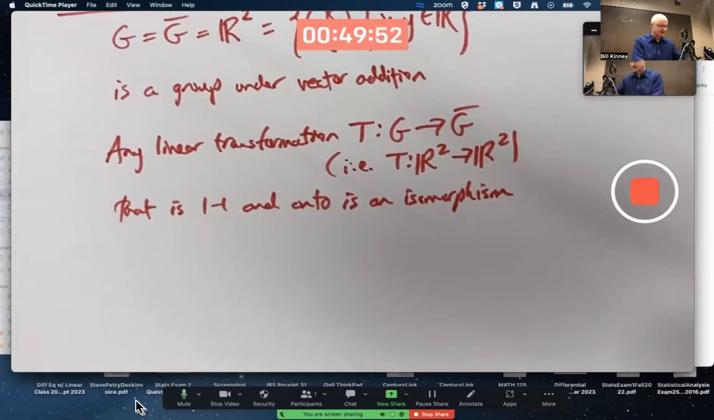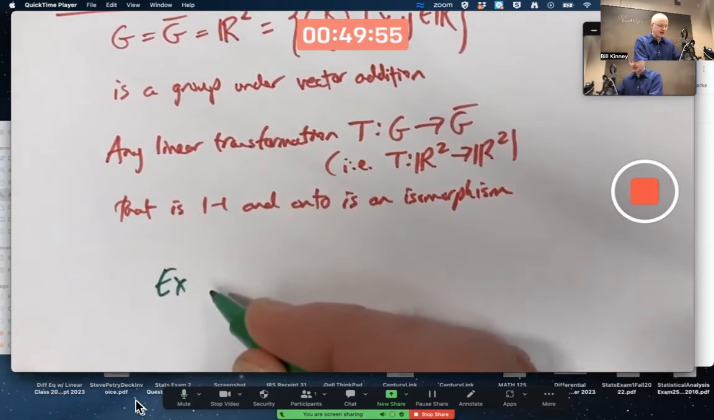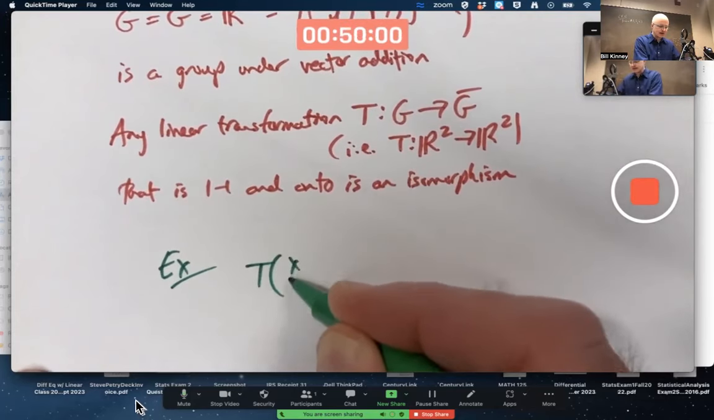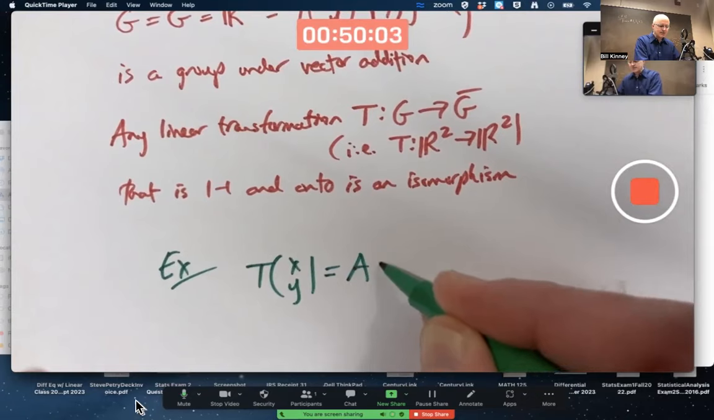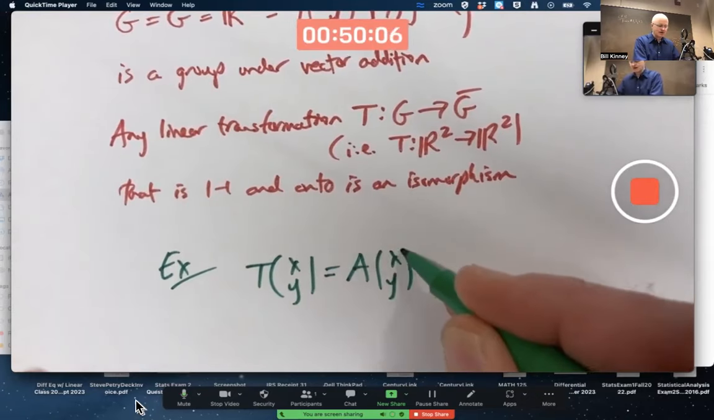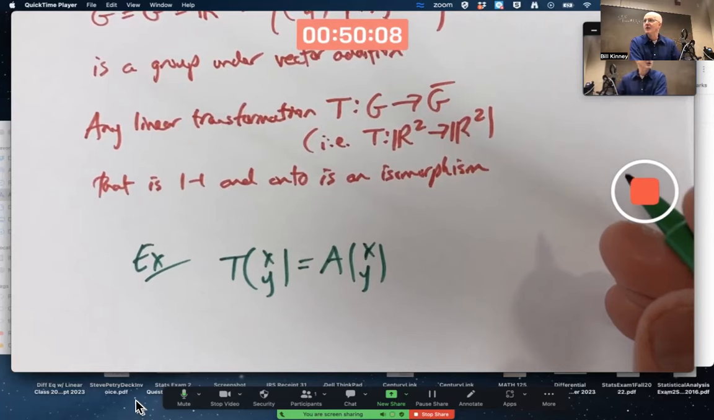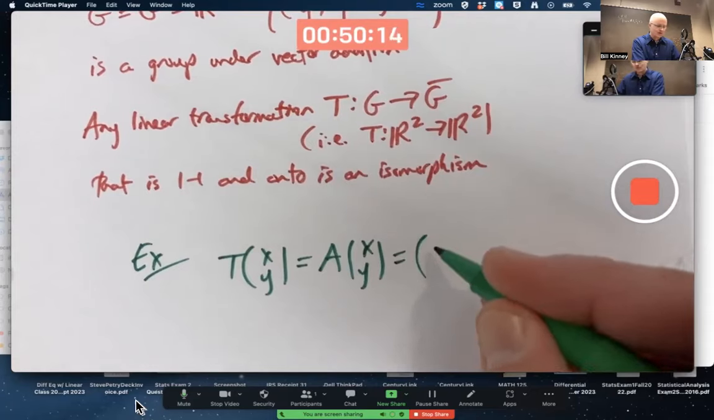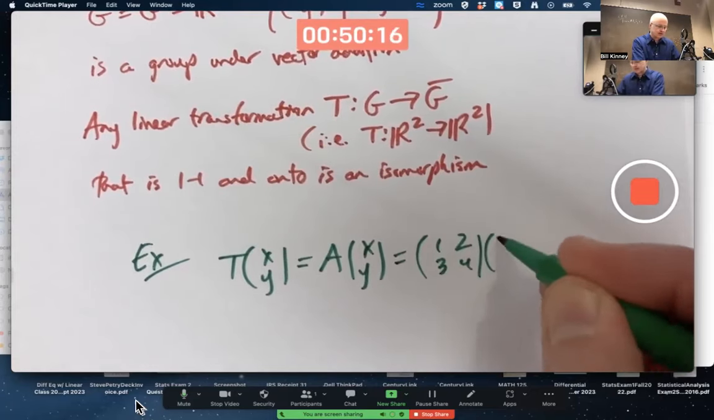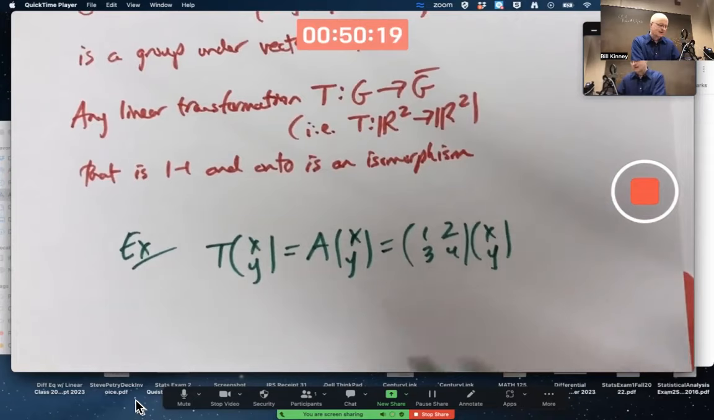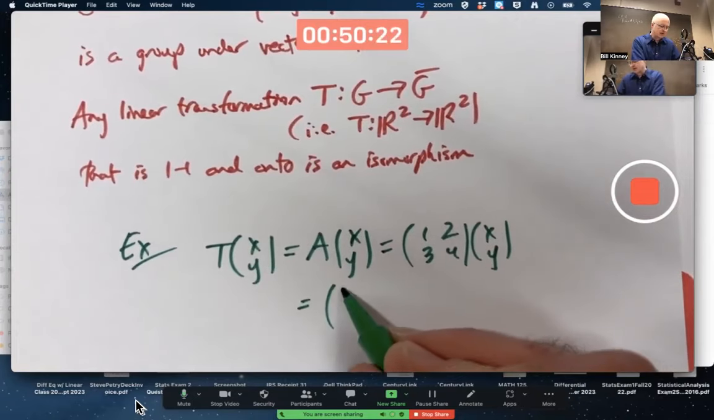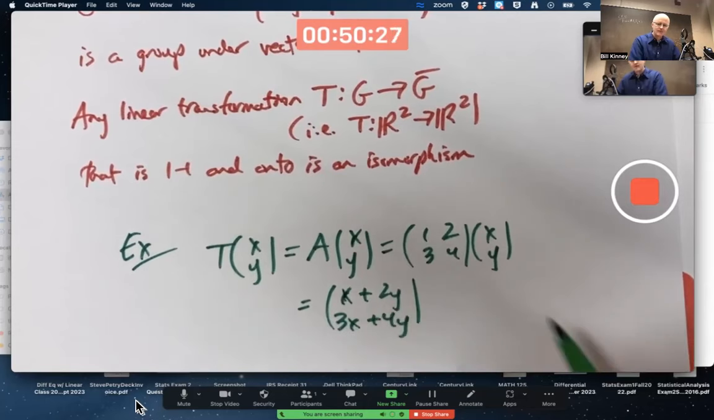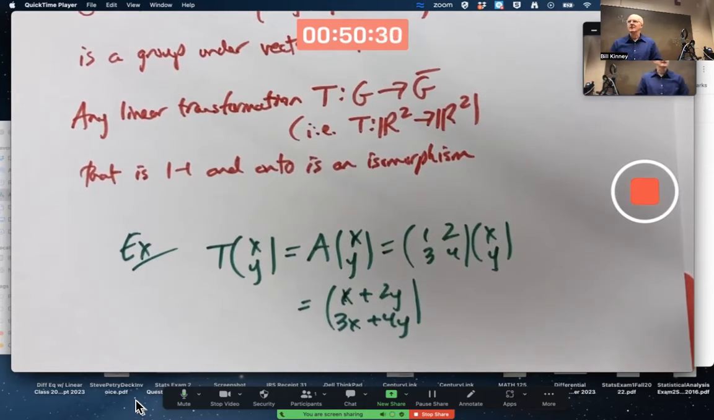As an example of such a transformation, so this is like a sub-example, if T of xy is defined using a matrix A times xy, where A is an invertible 2x2 matrix, that's one example. For example, 1, 2, 3, 4. Which, if you go ahead and multiply it out, the formula can be written this way. That's one example of a group isomorphism.